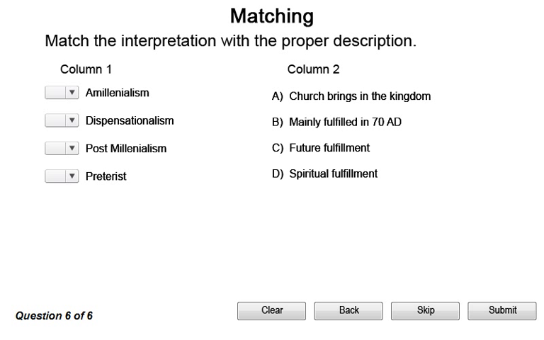And then the Preterist view is that the book of Revelation is mainly fulfilled already in 70 A.D. with the destruction of Jerusalem. They see Christ came in judgment on Jerusalem in 70 A.D. So most of Revelation has already been fulfilled in history.